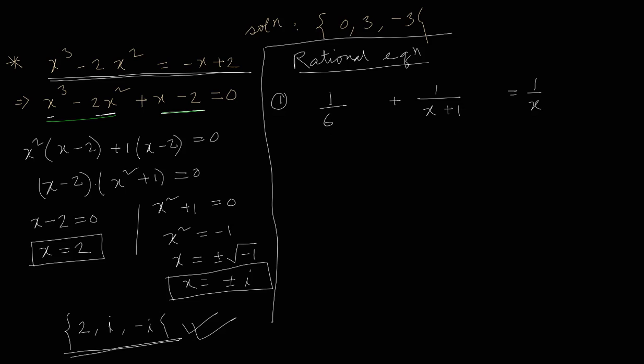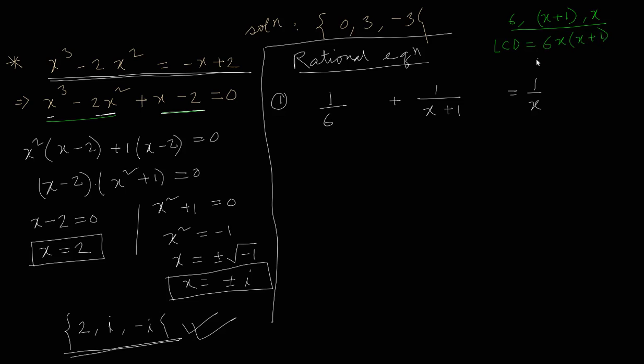Now as we solved before, whenever we have a rational equation, first of all I need to look at all the denominators. So how many denominators do I have here? 6, x plus 1 and x. So these are my 3 denominators. These 3 denominators are totally different, so what will be my least common denominator? Multiplication of all. So the least common denominator will be 6x multiplied by x plus 1.